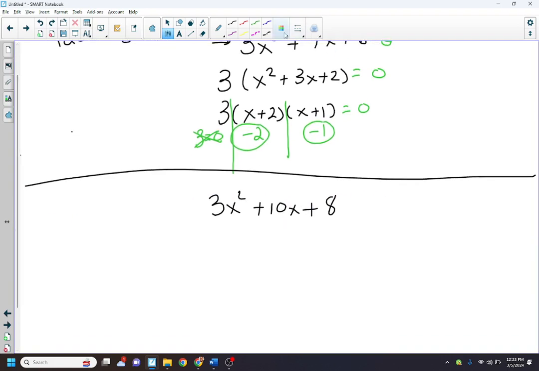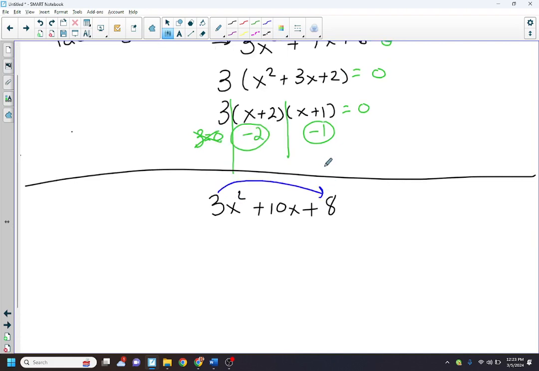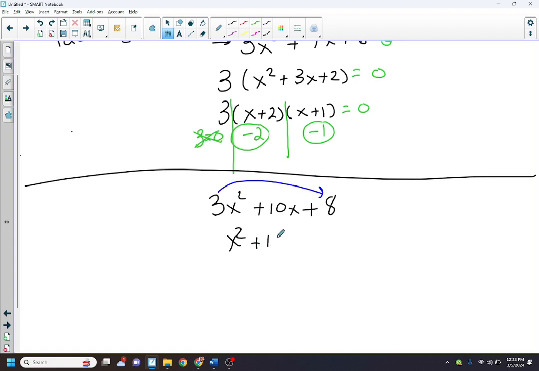So what we're going to do when you do slide and divide is take the 3 and bring it over to the 8. So it's going to be x squared plus 10x plus 24. You still factor like normal once it looks like this. So things that multiply to 24 that add to 10: 6 and 4. So x plus 6, x plus 4.